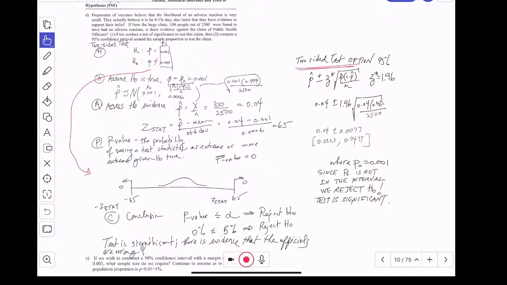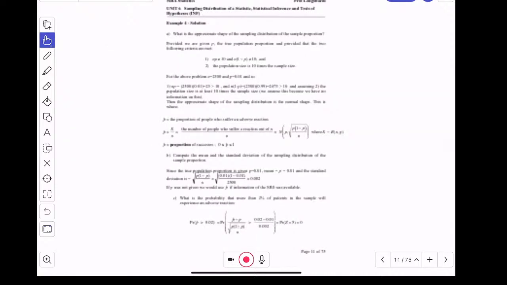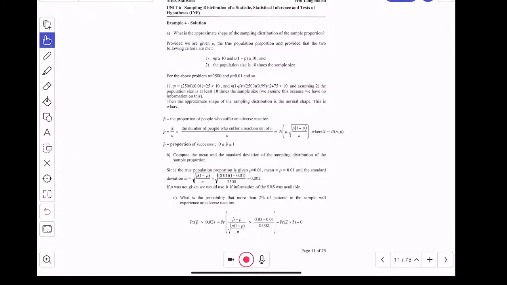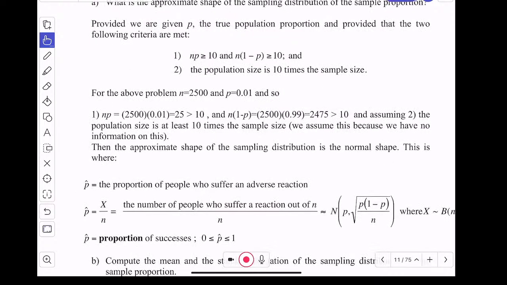What I'm going to do then is go to, so I've taught you the left-sided test, the right-sided test, and I've talked about the assumptions too that we need to be doing what we're doing. That np is greater than or equal to 10 and n times 1 minus p is greater than or equal to 10. We don't know p, right? That's the whole point of inference. So it's hard to know if that's true, so we just assume it's the case. And also we have to assume the population size is 10 times the sample size.